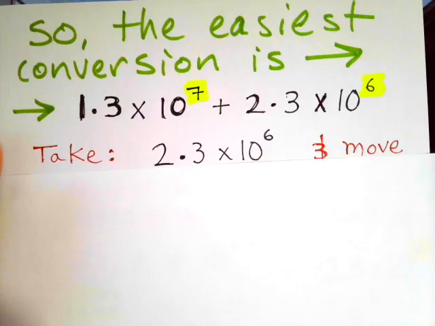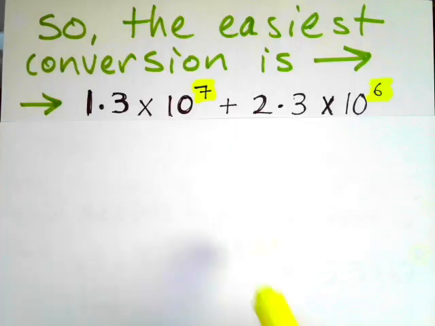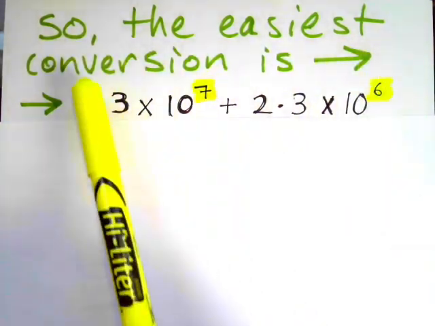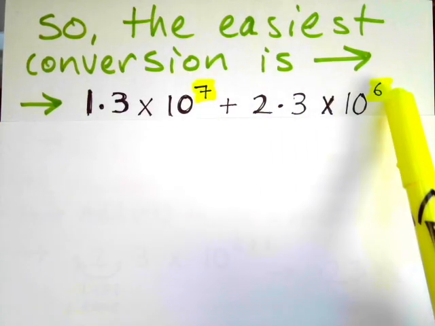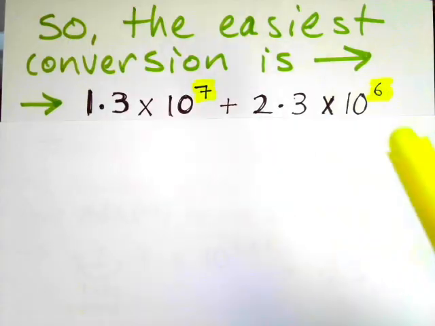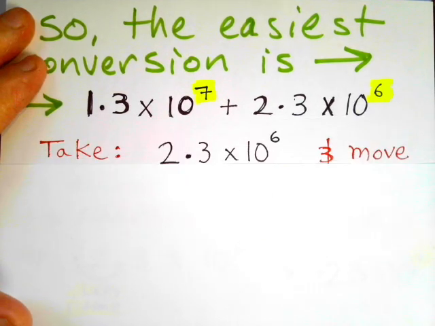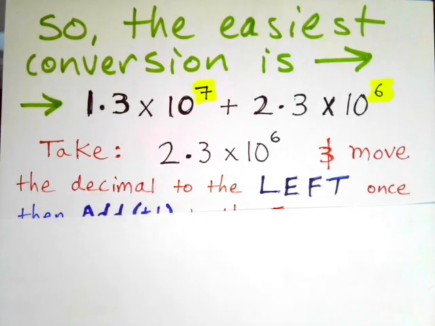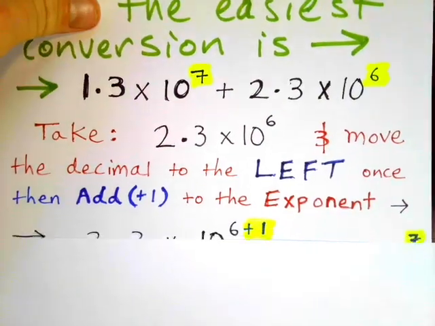Again, if I'm going too fast, please stop, pause, rewind, and watch the video again. So here we go. Let's convert. The easiest conversion would be to move this decimal to the left one time and add 1 to the 6. 6 plus 1 is 7. So both of these values would then be the same. Then we could add those values in front of the times 10 with the exponents. So again, I'm going to take 2.3 times 10 to the 6 and move the decimal to the left one time. Then I will add 1 to the exponential value that you see above.